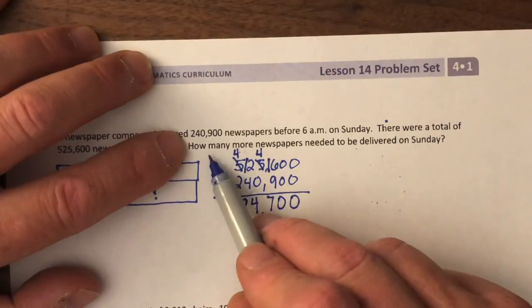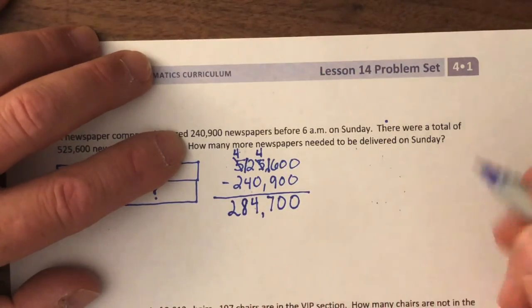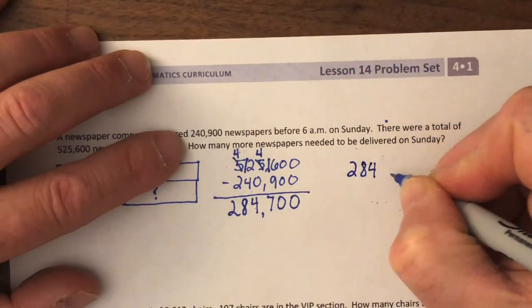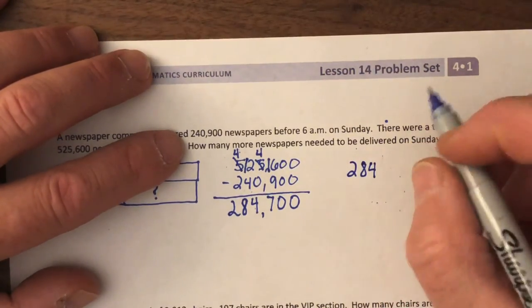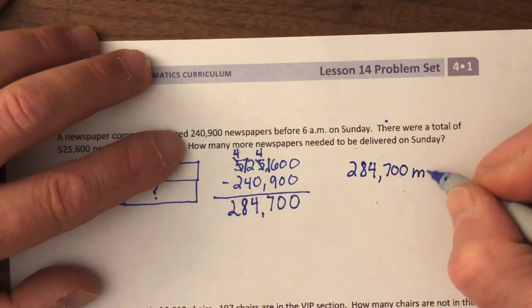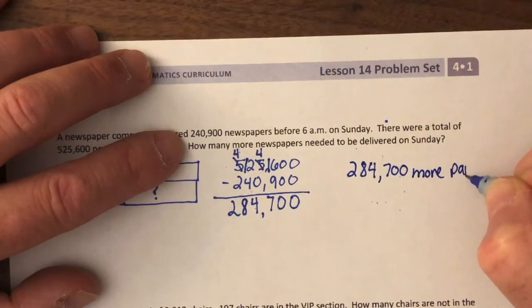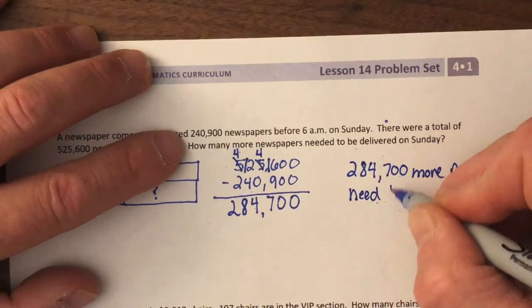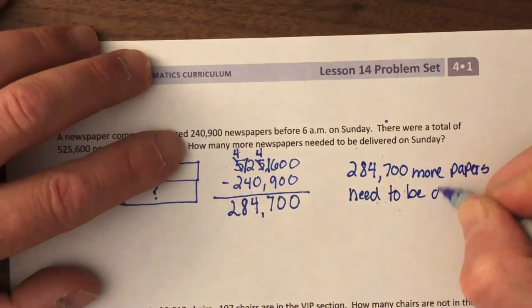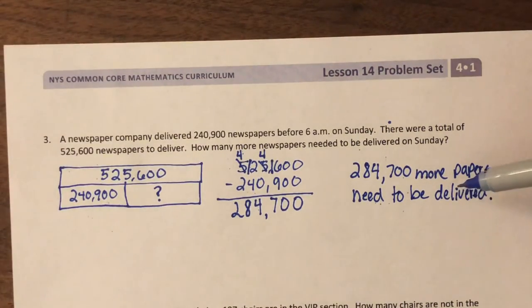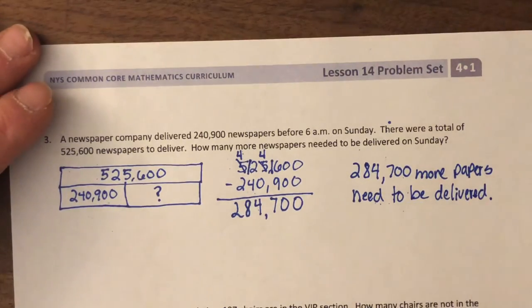So here's my statement. How many more papers needed to be delivered on Sunday? 284,700 more papers need to be delivered. Period. Okay, so there's my nice statement. Now I'm going to check my problem.